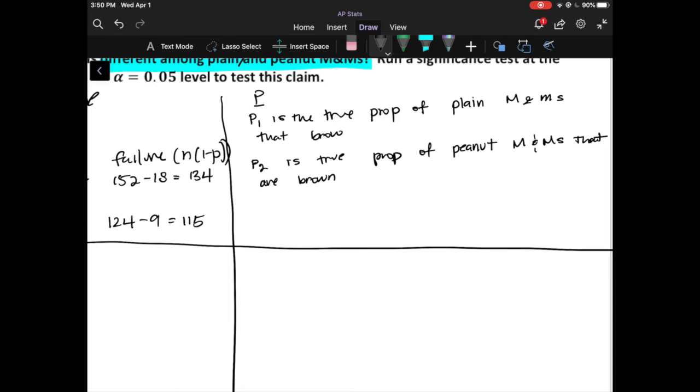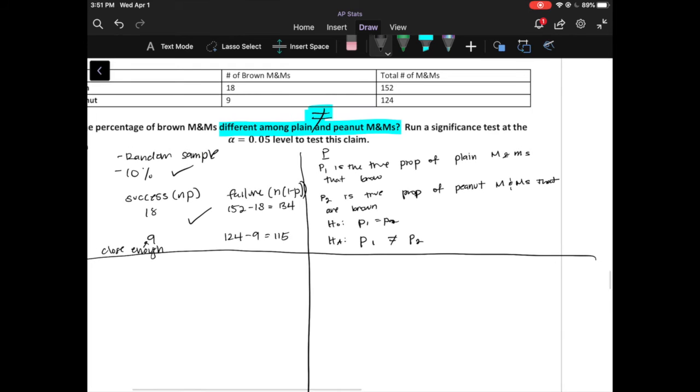Okay. And there was a little bit of a mistake in your template. Your template says that H0 is P1 is equal to P2. We're actually just doing P1, P2. So H0 is P1 equals P2. And this is always the case for a 2-sample proportions. And we're saying that there is a difference in proportions between the two. So there is a difference in the number of brown M&Ms.